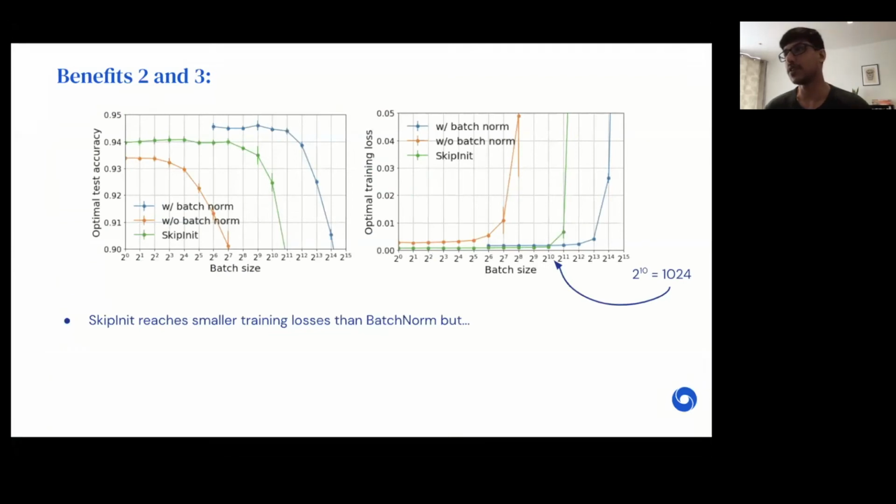And so here are the results for this experiment. On the left plot here, we're plotting on the y-axis the optimal test accuracy versus on the x-axis different batch sizes. For each batch size, we're independently tuning the model over a range of different learning rates and showing results for the best attained test accuracy. And on the right here, we're plotting the optimal training loss versus the batch size. And we're comparing batch norm normalized ResNets, which is the plots in blue here, versus skip-init in green, versus completely unnormalized ResNets in orange here.